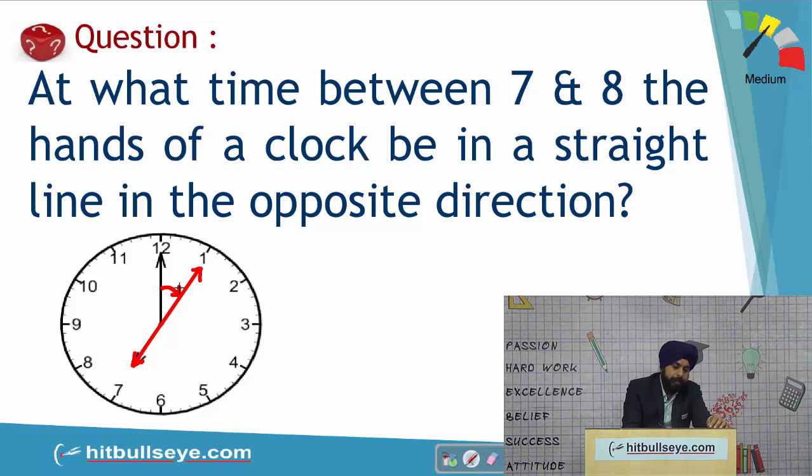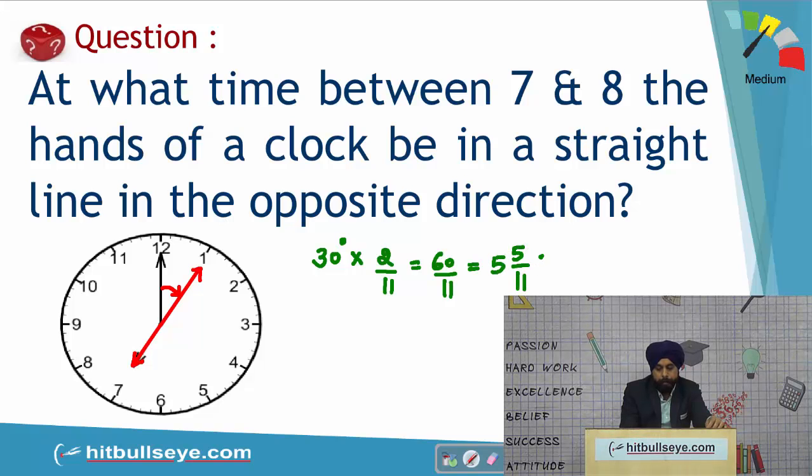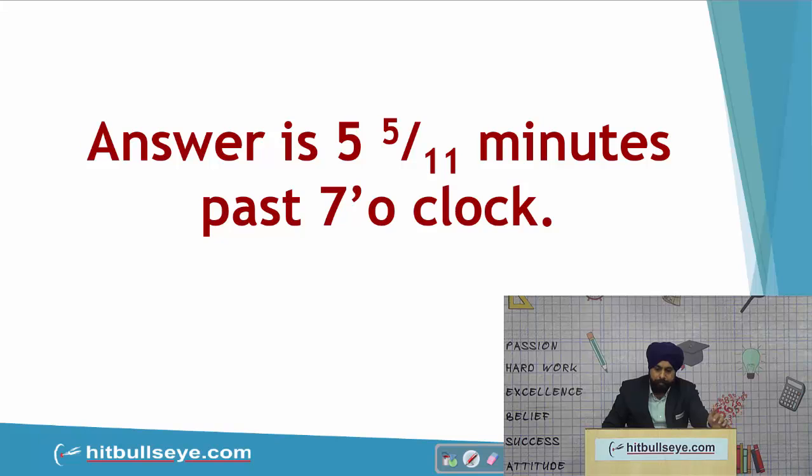So how many degrees does it need to travel? Students, you can see it needs to travel 30 degrees. And that too relatively. So relatively means we need to multiply it by 2/11. Your answer becomes 60/11, or that is 5 5/11 minutes past 7. Mind it students, because the question is between 7 and 8, your starting point will always be 7. After that comes the answer I told you, 5 5/11.